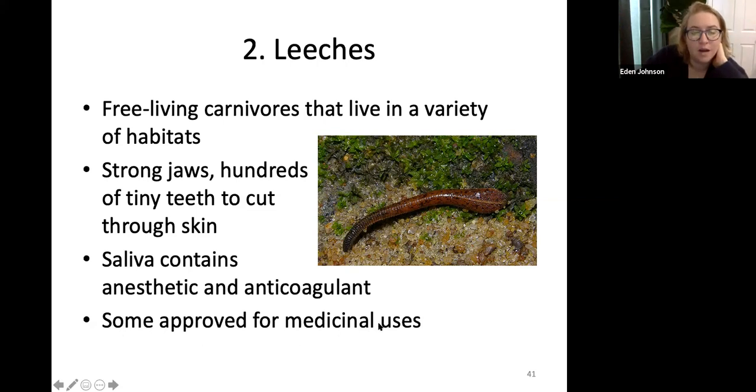Now, some are approved for medicinal uses. For example, if you have a clotting issue, or if you have blood circulating problems, maybe after a surgery blood is not really coming back to that area, they can put leeches on that area of skin. The leeches will physically bring the blood back to that area. So it actually is pretty incredible.